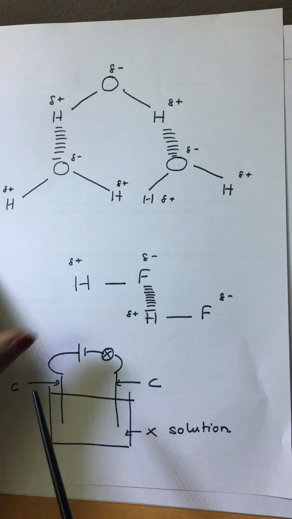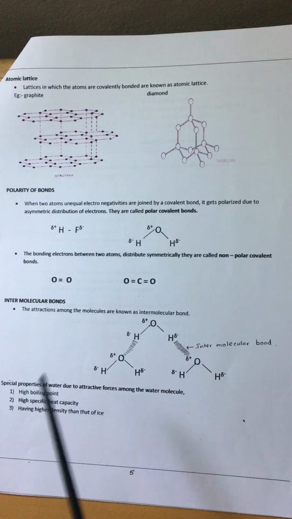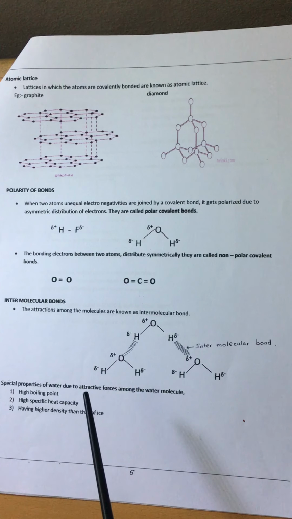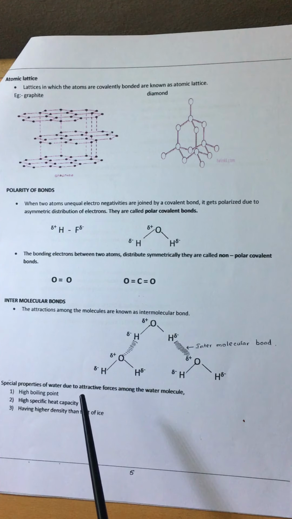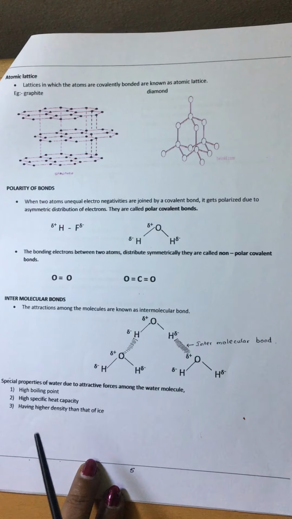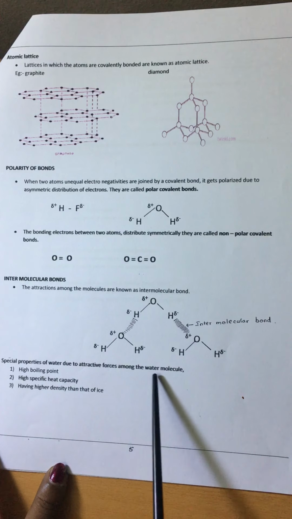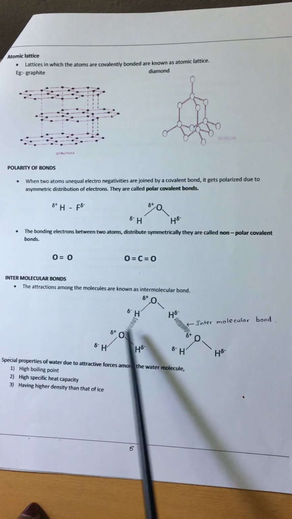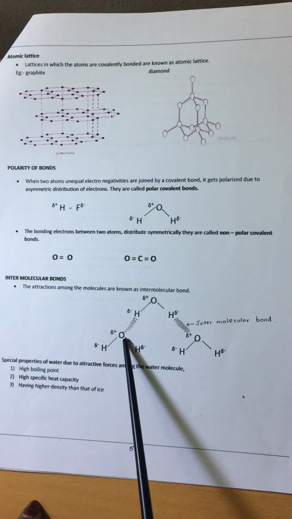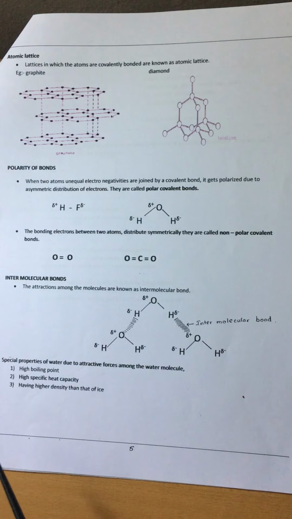So water has intermolecular bonds. When you take water, there are many water molecules, so there are intermolecular bonds between the water molecules. The special properties of water are due to the attractive forces among the water molecules. Because water has intermolecular bonds between the molecules, it has some special properties.